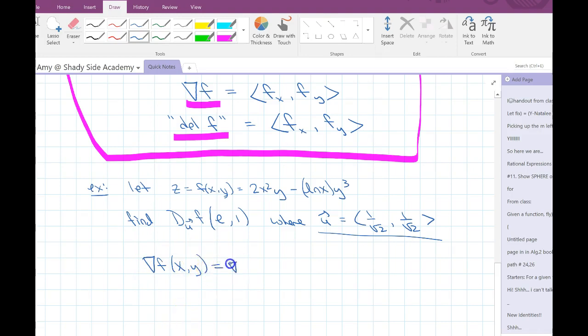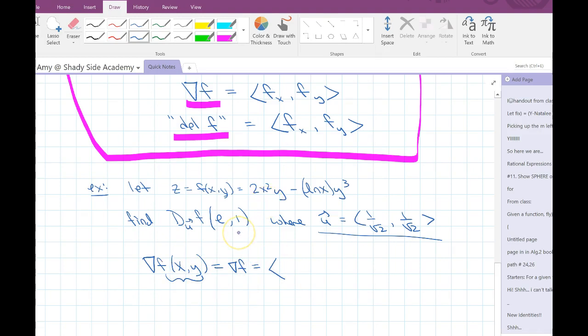And you'll notice very quickly that it's very much okay to just kind of drop this part of it. Del f at some point x and y, you'll often see in your work or in books or in my work that I'll drop the x comma y and just write del f. Del f is a vector, and the vector is going to have components.